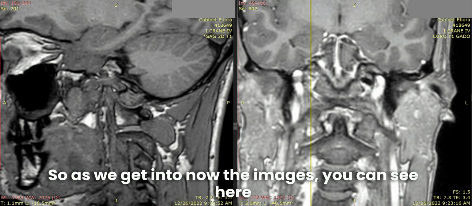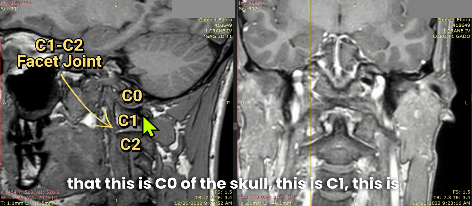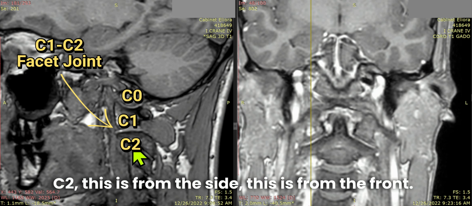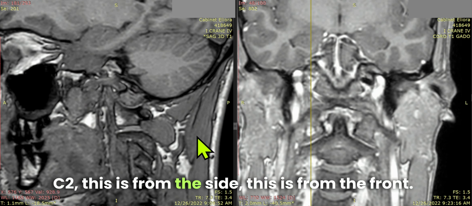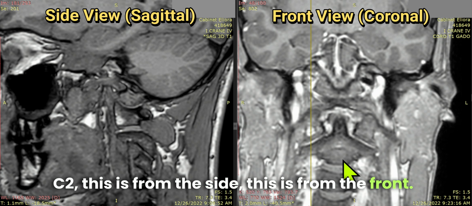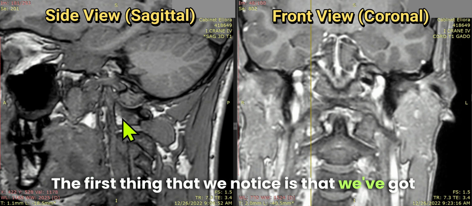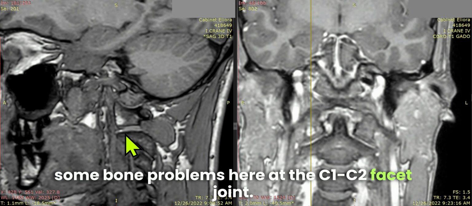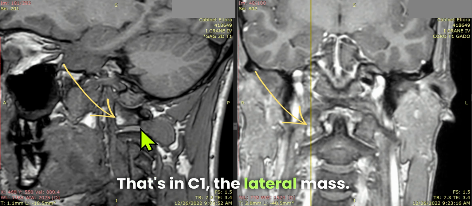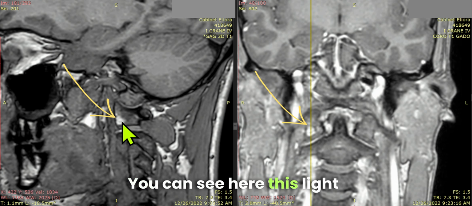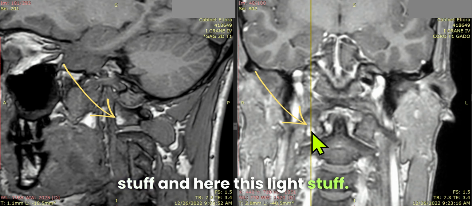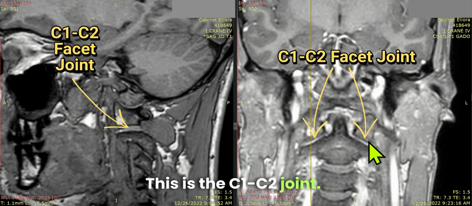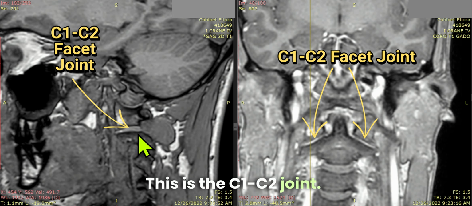As we get into the images now, you can see here that this is C0 of the skull, this is C1, this is C2. This is from the side, this is from the front. The first thing that we notice is that we've got some bone problems here at the C1-C2 facet joint. That's in C1, the lateral mass. You can see here this light stuff and here this light stuff. This is the C1-C2 joint. This is the C1-C2 joint.